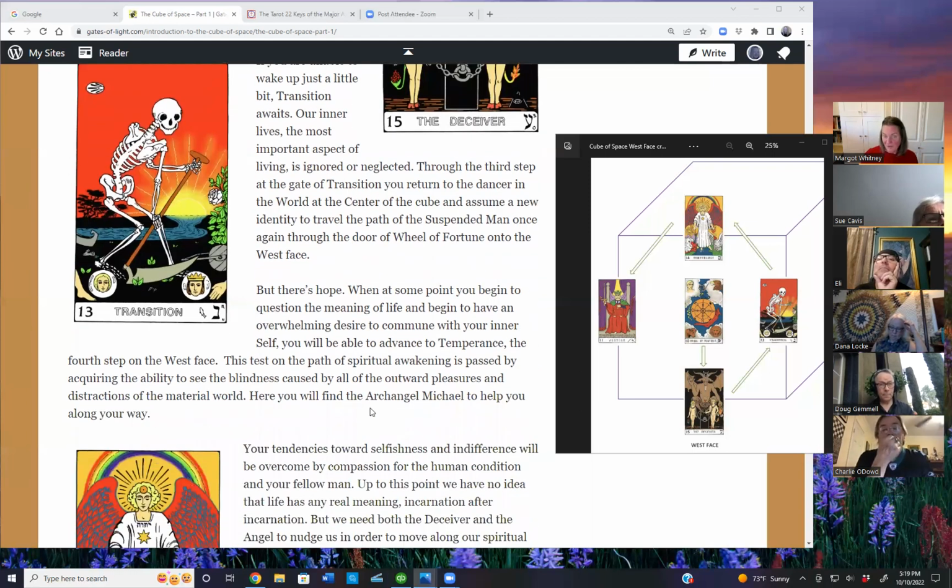But there's hope when at some point you begin to question the meaning of life and begin to have an overwhelming desire to commune with your inner self. You will be able to advance to Temperance up here. And we have discussed at length each of these cards. So this is just going to give you an overview of moving through life.